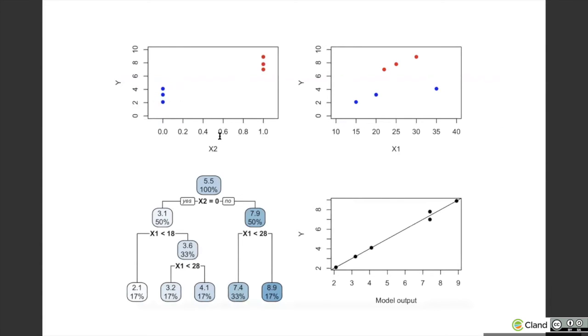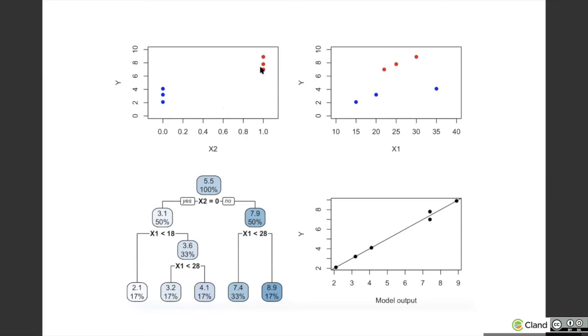This is what I got. So the graph on the top is simply the presentation of the data. Here you have the value of y as a function of x2 and x1. As I said, x2 can take only two values, 0 and 1. It's a binary input, while x1 is a continuous input and can take different values. Based on the graphic, you can already see that x2 has a very strong effect on y.